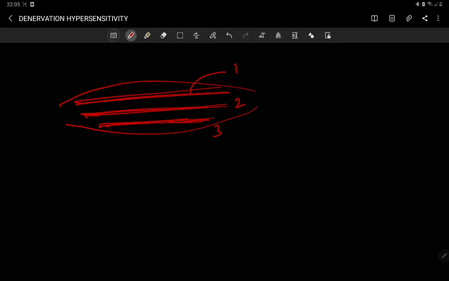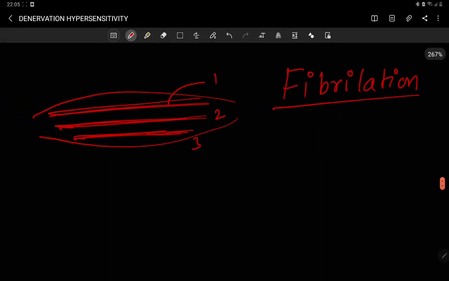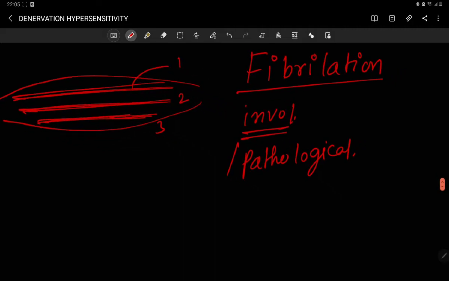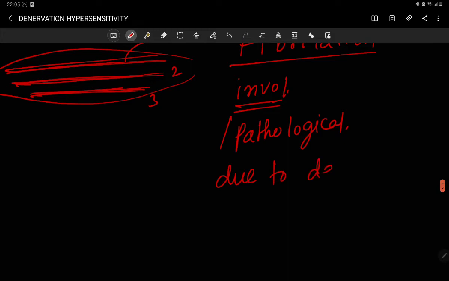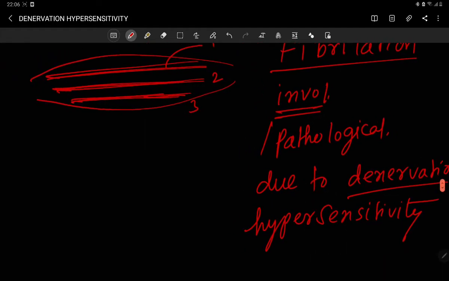So what is one concept? Fibrillation of muscle. What is fibrillation? This is something obviously involuntary, and this is pathological, and this is due to denervation hypersensitivity. Due to denervation hypersensitivity, what happens now?